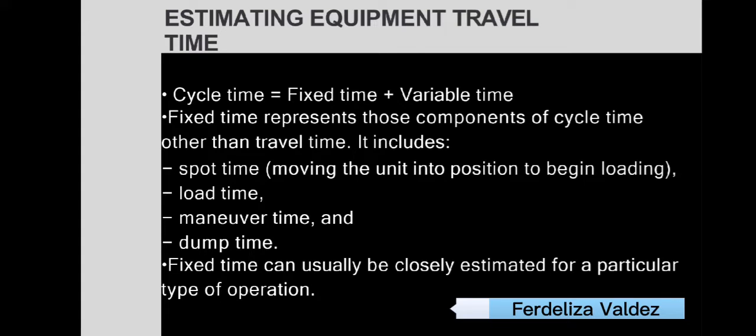Cycle time. Each cycle consists of two components: the fixed cycle time and the variable component of the cycle time. The fixed time represents those components of cycle time other than travel time. It includes spotting, loading, maneuvering, and dumping. So mostly the fixed time is done where the equipment is in its place and it is not moving.